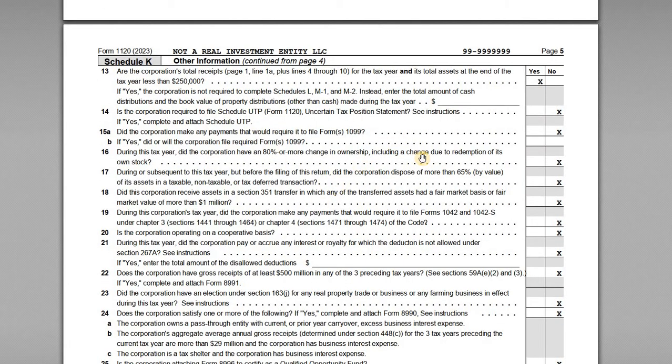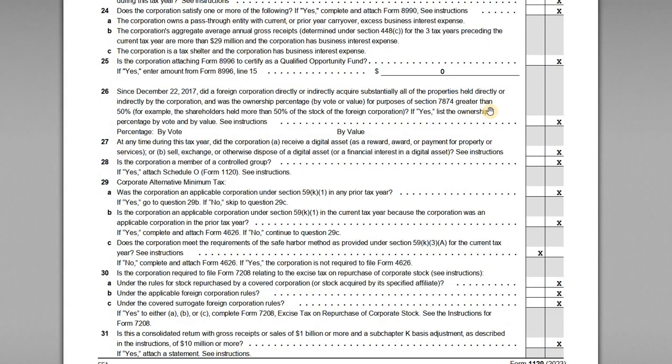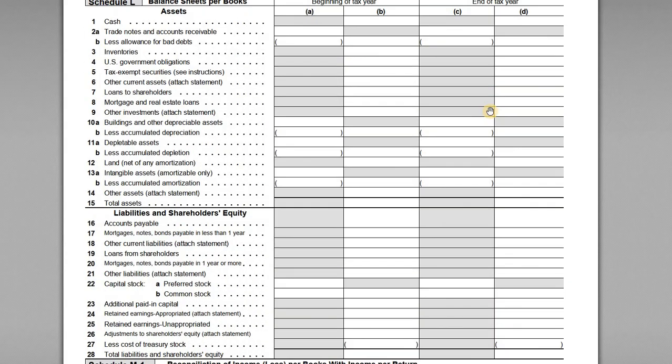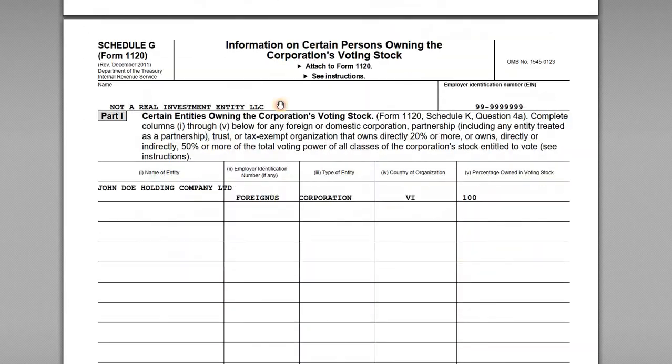And then this page 5 of the return, Schedule K, continued, answer yes or no, as appropriate, but again, it's not necessarily required that you complete those questions. Balance sheet doesn't have to be completed. M-1 or M-2 doesn't have to be completed.